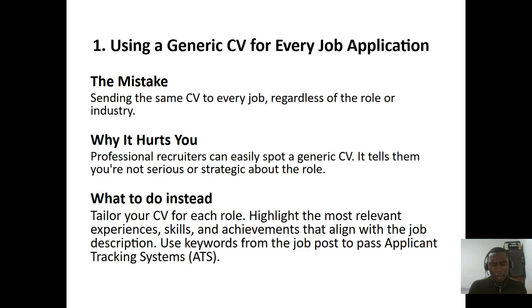A generic CV is a CV that contains general information about someone. The information found on a generic CV is not specific. It is very broad. It just contains all sorts of information about someone. It doesn't target a particular thing. It doesn't target a particular position. So that information is generic. It is not specific to a particular role or to a particular position.